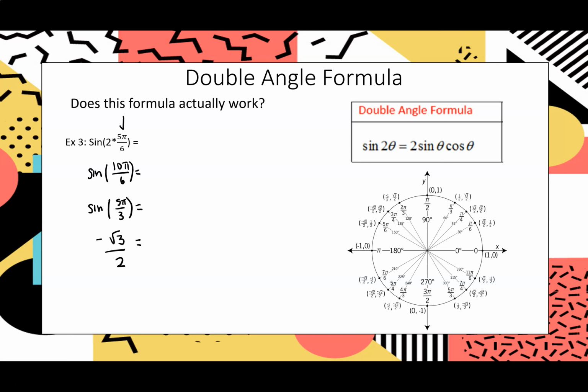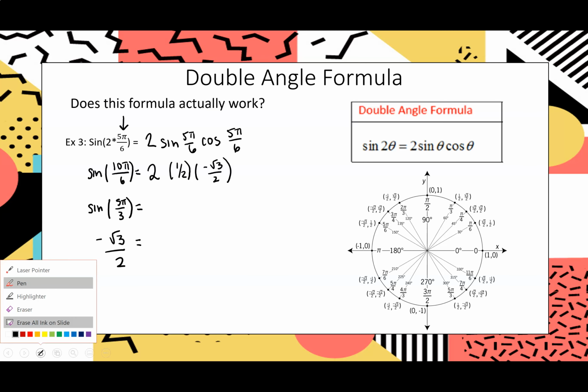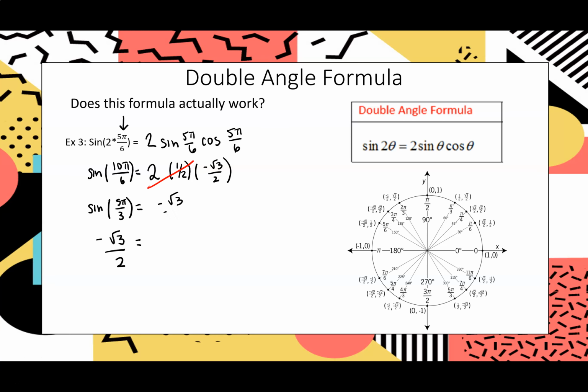Now on the right side, I've identified my theta as this. And so I've got 2 sine of 5 pi over 6 times cosine of 5 pi over 6. Drop down the 2. We find that our sine of 5 pi over 6 is 1/2, and then we find that cosine of 5 pi over 6 is negative root 3 over 2. Obviously, 2 times 1/2 cancels out here, and that basically becomes a 1, or it just disappears, and we get negative root 3 over 2. We're kind of already there, but we want to drop that down one more time. No big deal, rewriting it a second time. And we get that that does work.